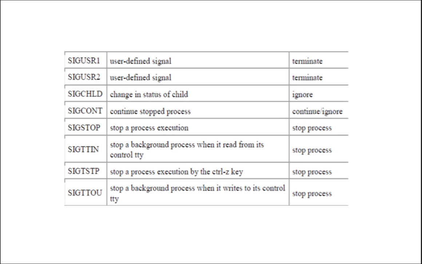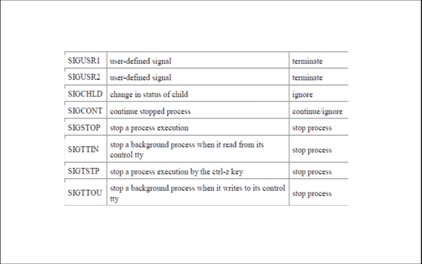Next is SIGCHLD, change in the status of the child. If anything happens to the child, that change should be notified to the parent, right? That can be notified using SIGCHLD. If you want to continue the stopped process, you can use the signal SIGCONT to continue the stopped process.